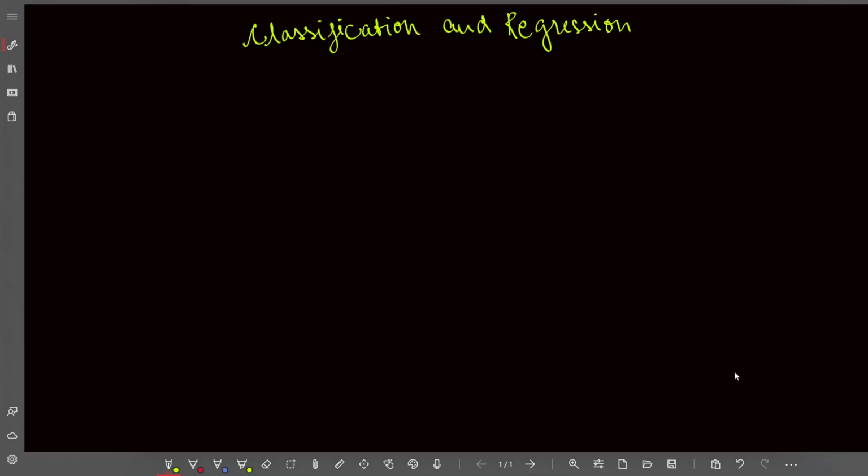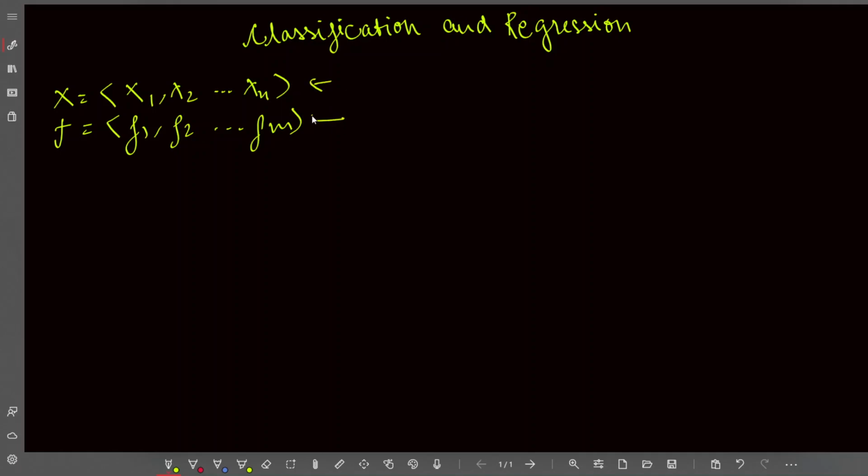Okay, so in this video, let's understand what the different types of machine learning problems that you can come across are, and in general, what is a machine learning algorithm. Let's say you have a data set of n data points x1, x2, all the way to xn, and you have m features f1, f2, all the way to fm. So these are your data points and these are your features.